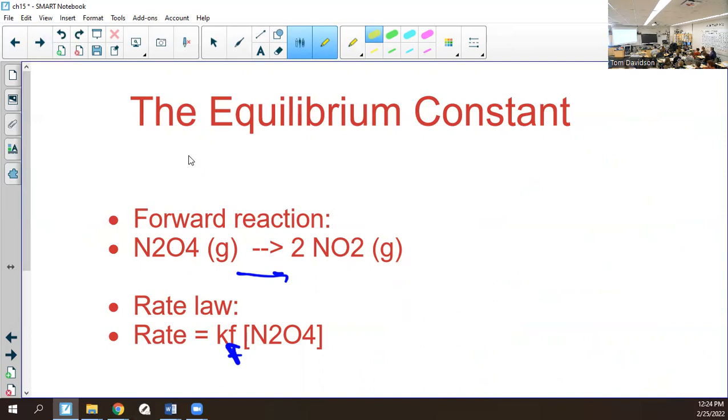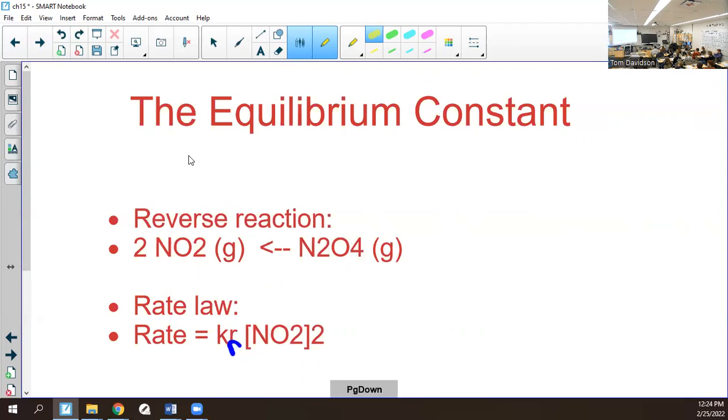The forward reaction is this, and the rate law would be that. This is a K rate, but don't worry about it. This f should be lowercase, and it means forward. So the rate law would be rate equals K for forward times the concentration of N2O4 raised to the first. Now you don't need to know about it. I'm just telling you that. What would the reverse then be? KR times NO2 squared. You okay with that?